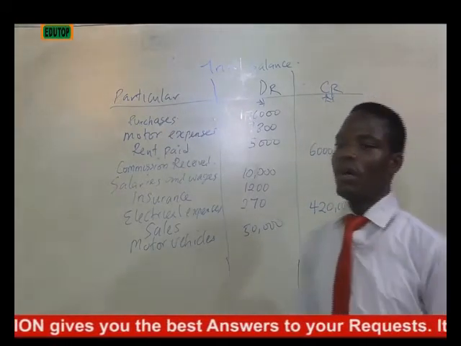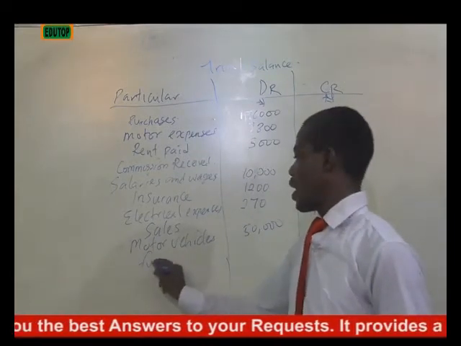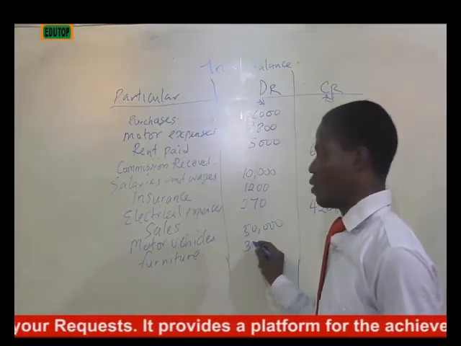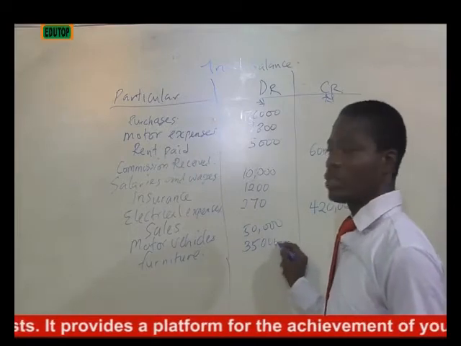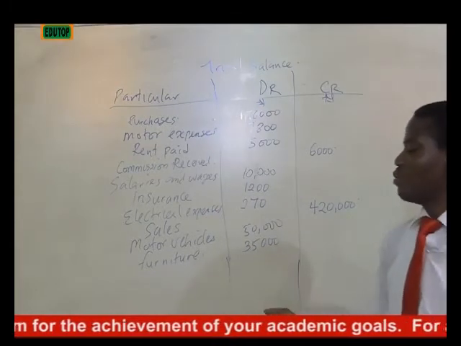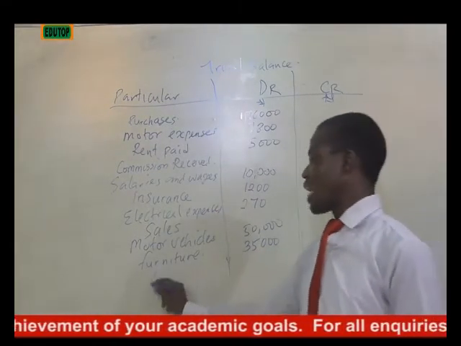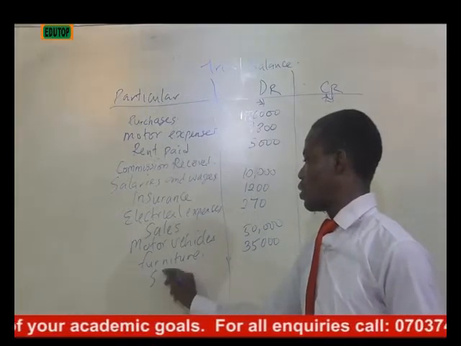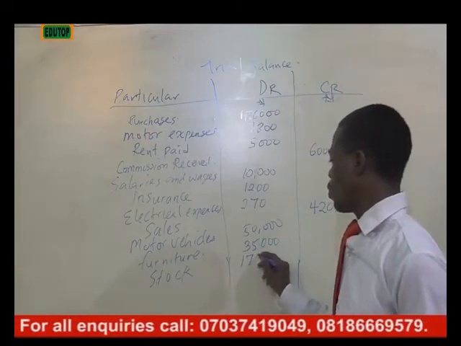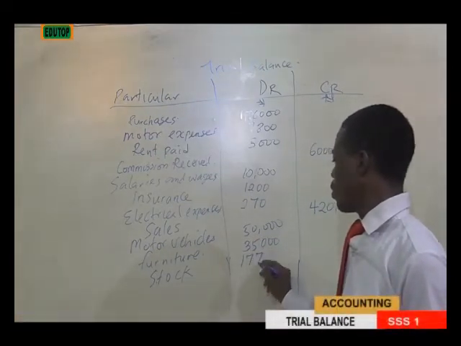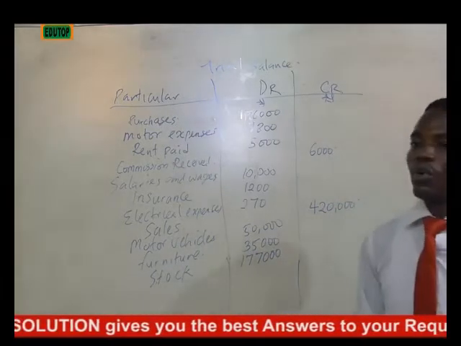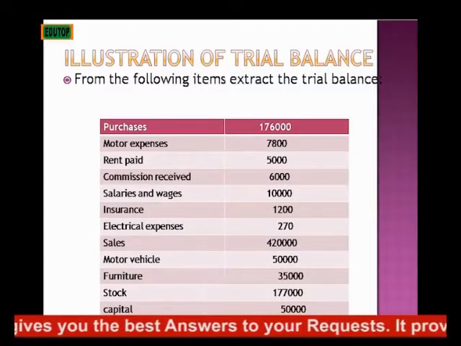Then next information, furniture. Furniture is also an asset. That one is 35,000 naira. Then we have stock. Stock is also a tangible. It's something that you can see. So it's also an asset. So that is stock.